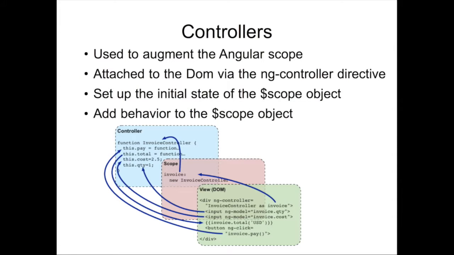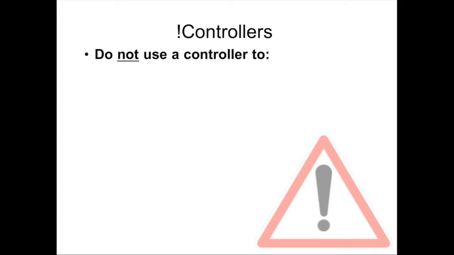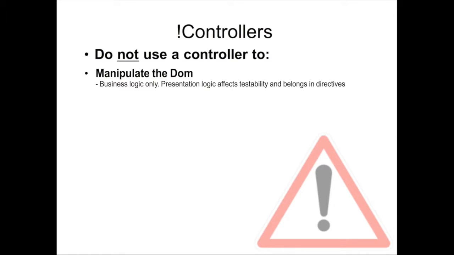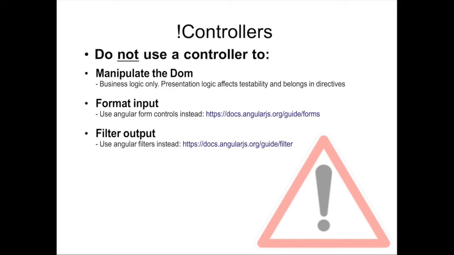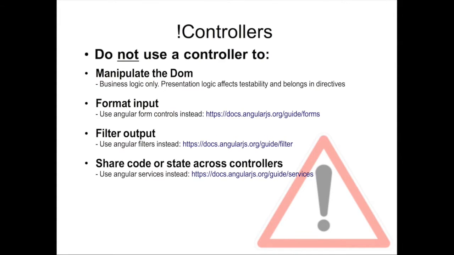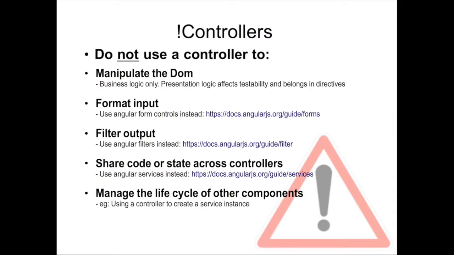There's another diagram taken straight from the Angular documentation of the relationship between controller, the scope, and the DOM. So there are certain things that you do not use your controllers to do. Do not use them to manipulate the DOM. Do not use them to format input. You have Angular form controls for that. Don't use them to filter output. You have Angular filters for that. Do not use them to share state across controllers. You have services for that. Don't use them to manage the lifecycle of other components.